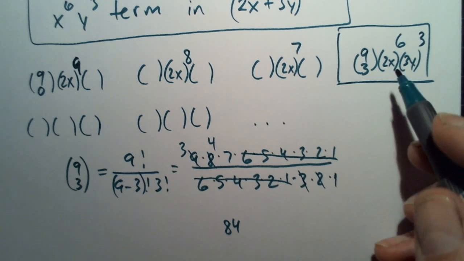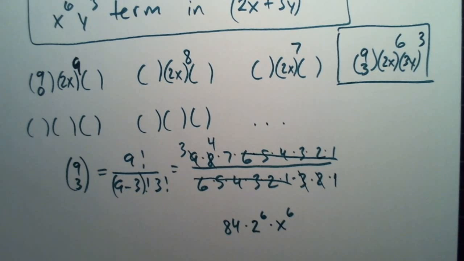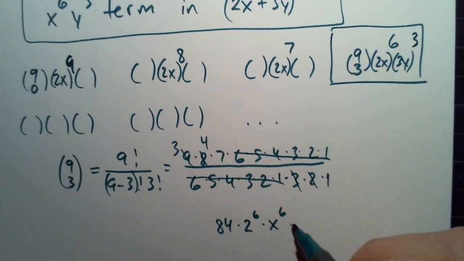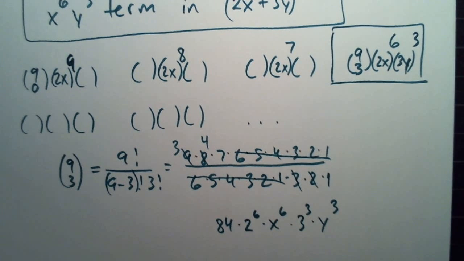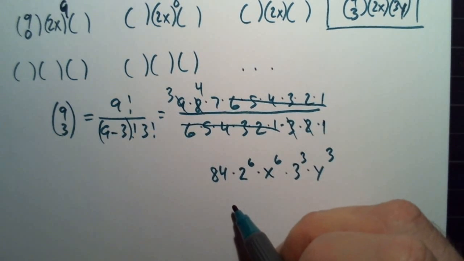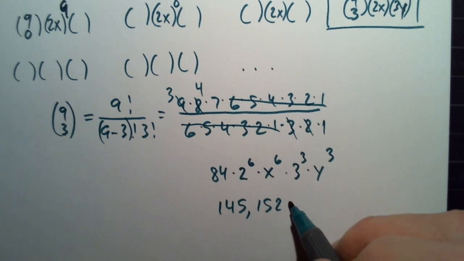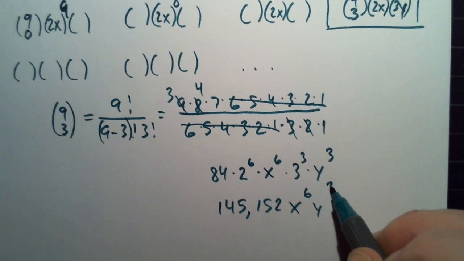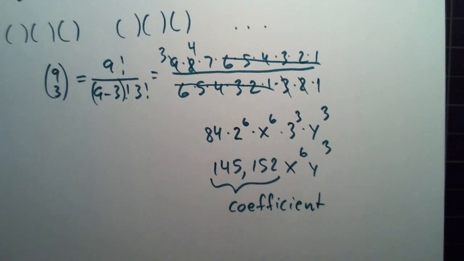Then we have 2 to the 6th, x to the 6th, 3 to the 3rd, y to the 3rd, and if we multiply all of the numbers, we have 145,152. It asked for the coefficient, so we identify the coefficient.